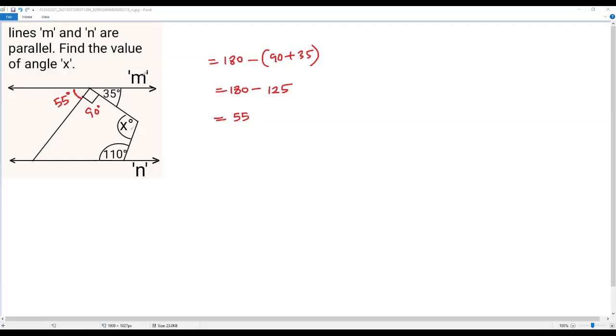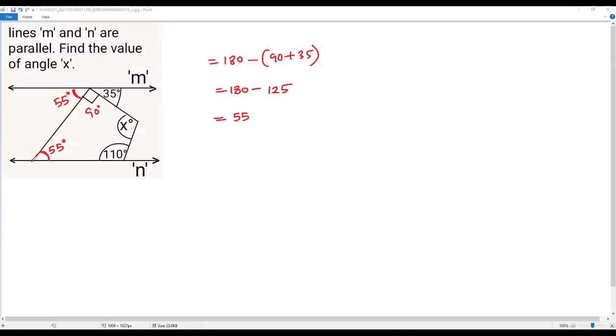Okay, so also the question says lines M and N are parallel. So since the lines M and N are parallel, this is a transversal. Whenever two parallel lines are intersected by another line, it's called a transversal, and the alternate interior angles must be congruent. So this angle and this angle, both are alternate interior angles and they must be congruent. That means they must be equal in measure. Since the angle measure over here is 55 degrees, the angle measure over here must also be 55, because these two angles are alternate interior angles and they must be congruent when two parallel lines are intersected by a transversal.